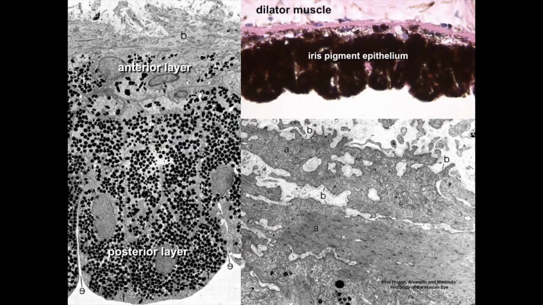In these electron micrographs from Hogan, Alvarado, and Weddell's textbook of ocular histology, the dilator is seen as non-pigmented cellular processes with smooth muscle differentiation that arise from the anterior layer of the pigment epithelium. The smooth muscle has filamentous cytoplasm with fusiform densities and is surrounded by basement membrane.